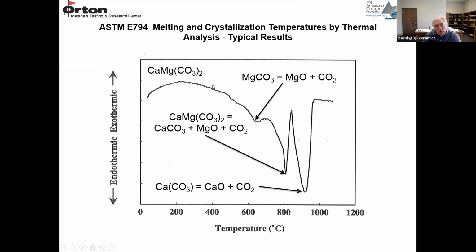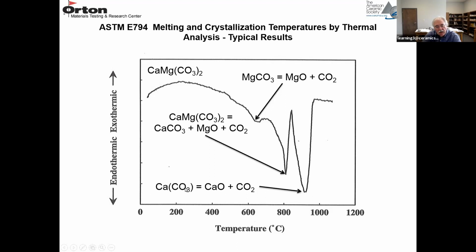So as you heat it up, you can see that in this case, there's some baseline drift. And here's an endothermic reaction. There's some magnesium carbonate that's not in solid solution, so it decomposes to MgO and CO2. So that's happening right there. And then you keep heating it up and you get another endothermic peak. That's the decomposition of the magnesium carbonate to MgO and CO2. So that was the magnesium carbonate in solid solution in the dolomite.